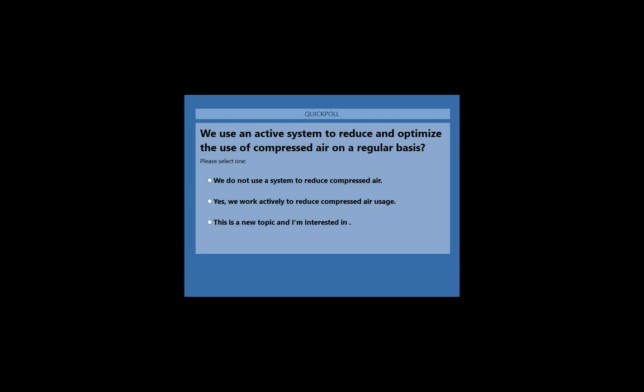The question at this moment is: we use a system to reduce and optimize the use of compressed air on a regular basis. So are you using any type of system at your facility to identify the reduction of compressed air? Your answer can be: no, we are not really having a system in place to monitor and register this; yes, we work very actively to reduce compressed air usage; or this topic is completely new to us, and I'm interested in the possibilities and benefits it can have for our facility. I'm looking forward to your support and your feedback.